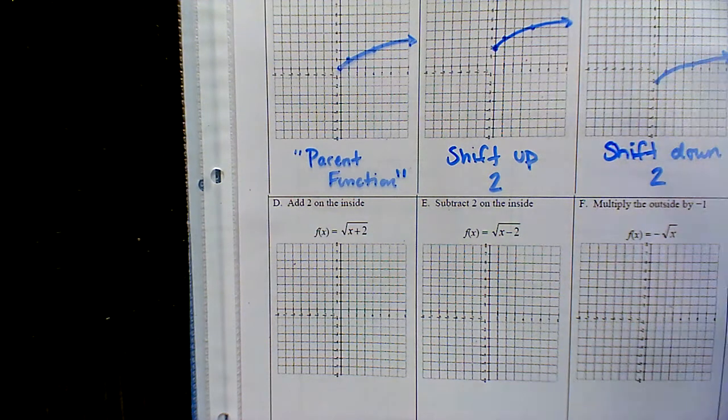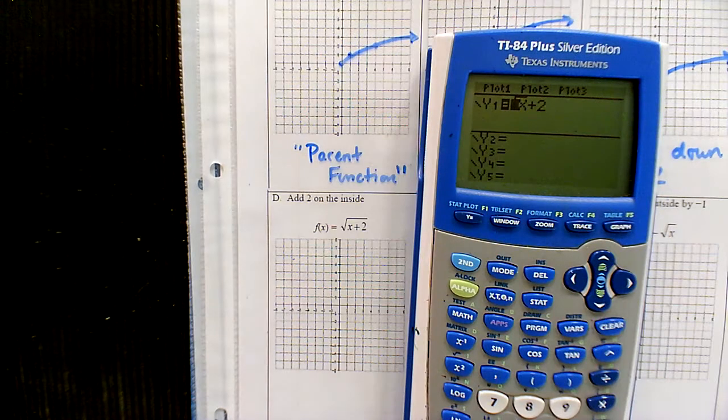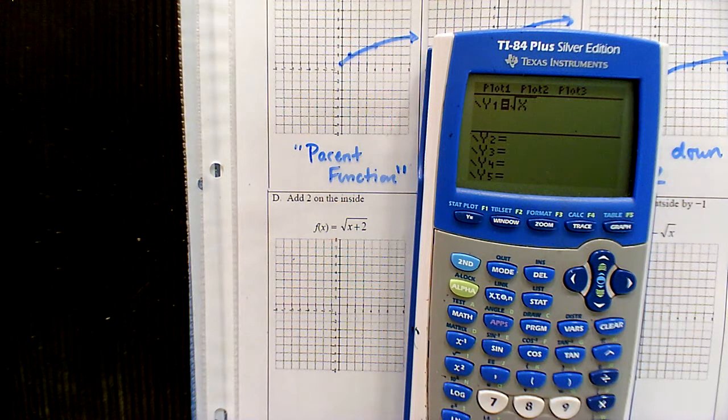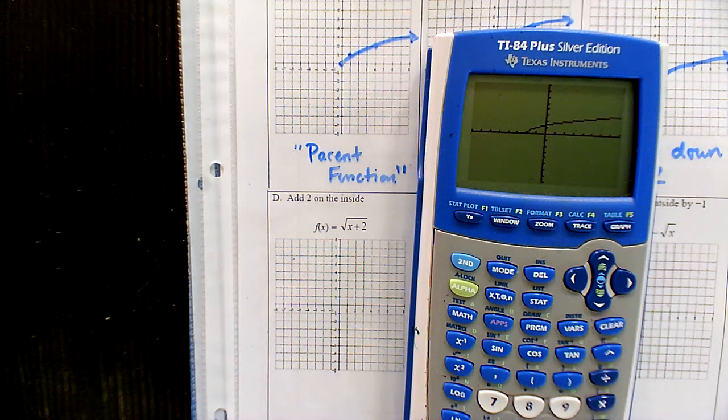Let's see. Okay, let's go into our calculator. We'll clear out the one from before and we'll type in the square root of x plus 2. Same window, -8 to +8. So let's go ahead and hit graph. Which way did it move it? It moved it left.